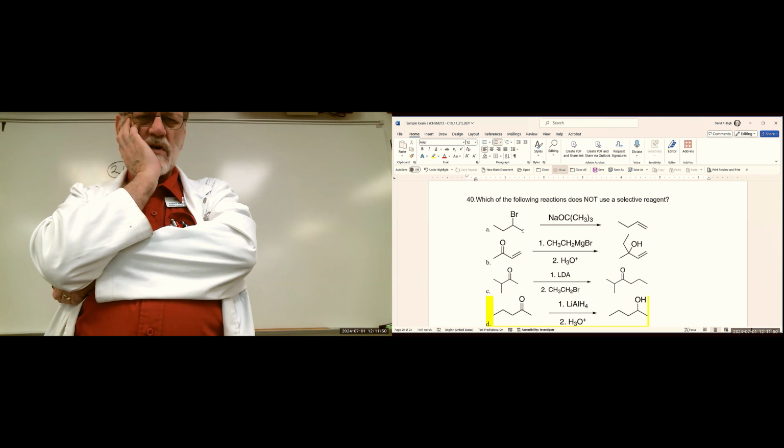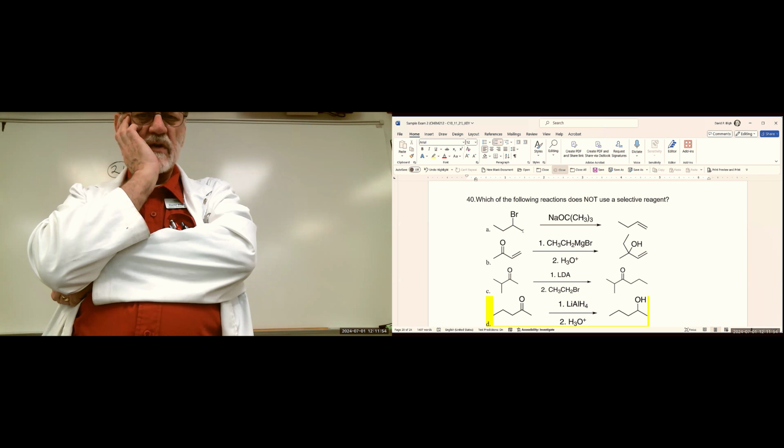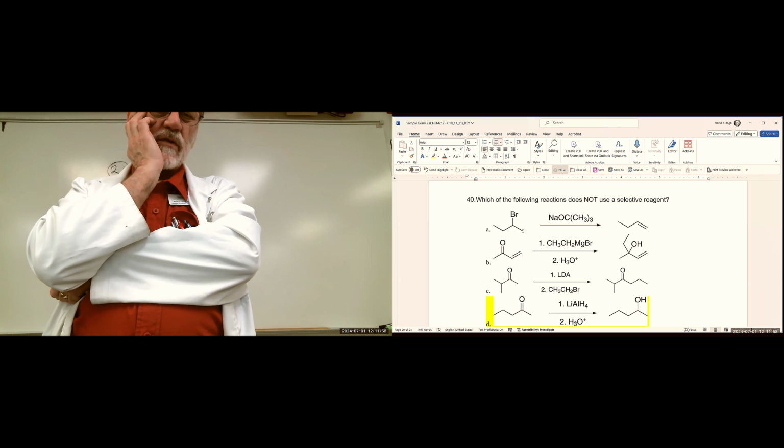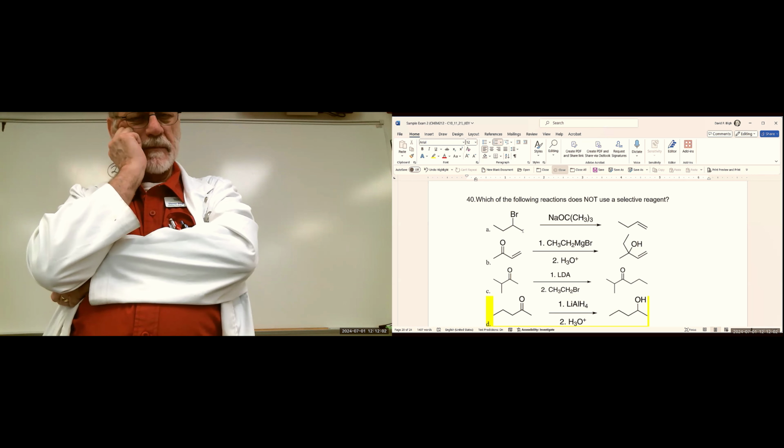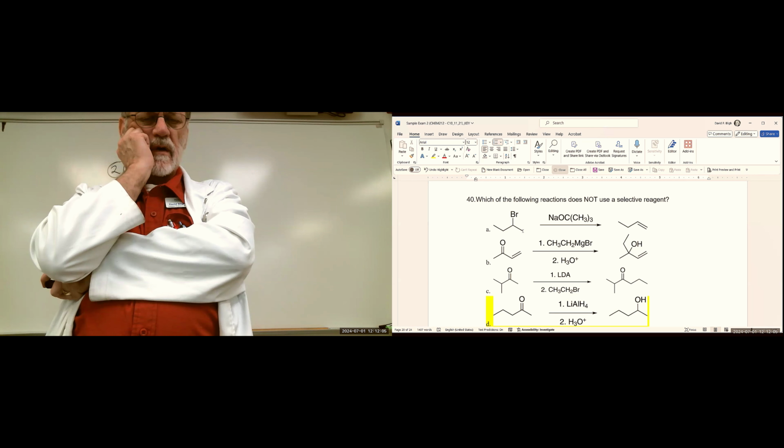Or would it attack the carbon? The carbon would be slightly positive, the tertiary butoxide anion. It's a strong base too. So do we have any acidic hydrogens there? No, we don't. Okay, so it would attack the carbon on the bromine.